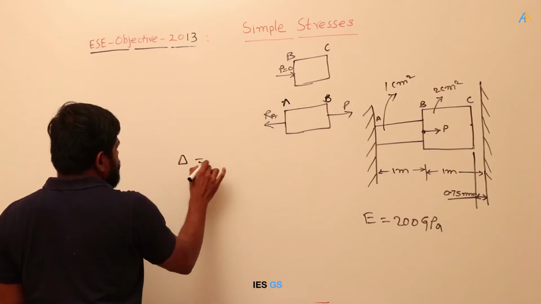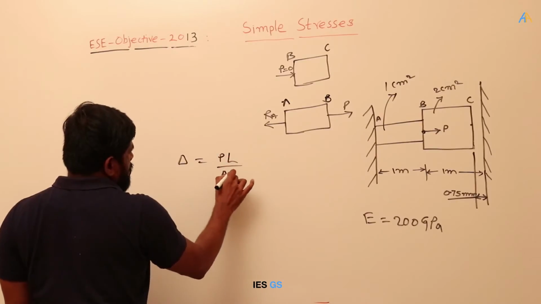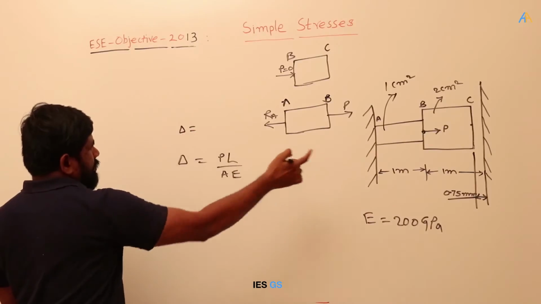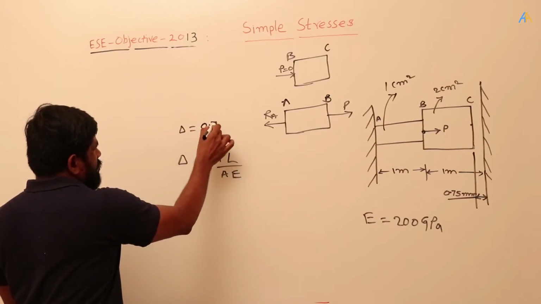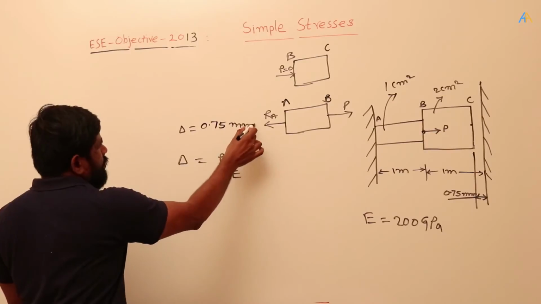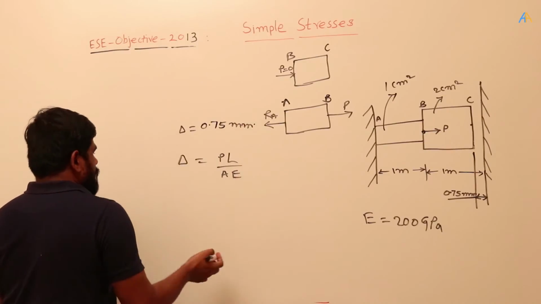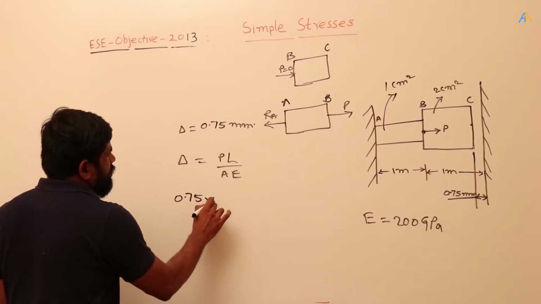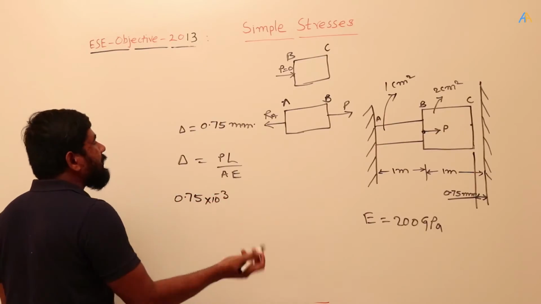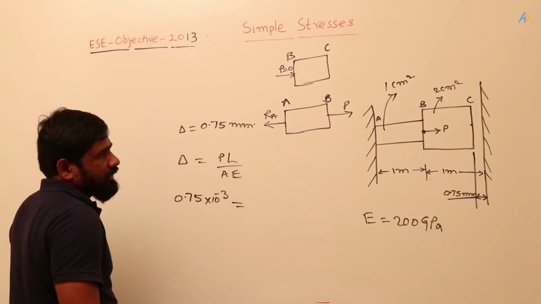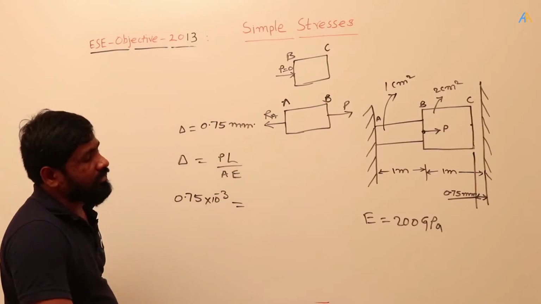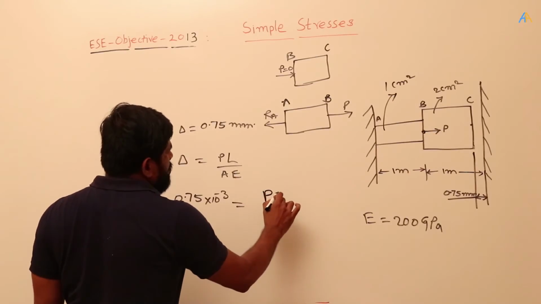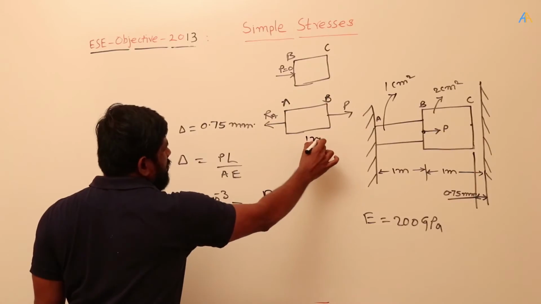So delta is nothing but PL divided by A into E. What is the delta that is given? Delta is nothing but the gap, which is 0.75 mm. We need to convert everything into the same dimensions, like 0.75 into 10 power minus 3. I am converting into meters. 1 mm equals 10 power minus 3 meters, or 1 meter equals 1000 mm. P is unknown, that we need to find out. L is 1 meter here.